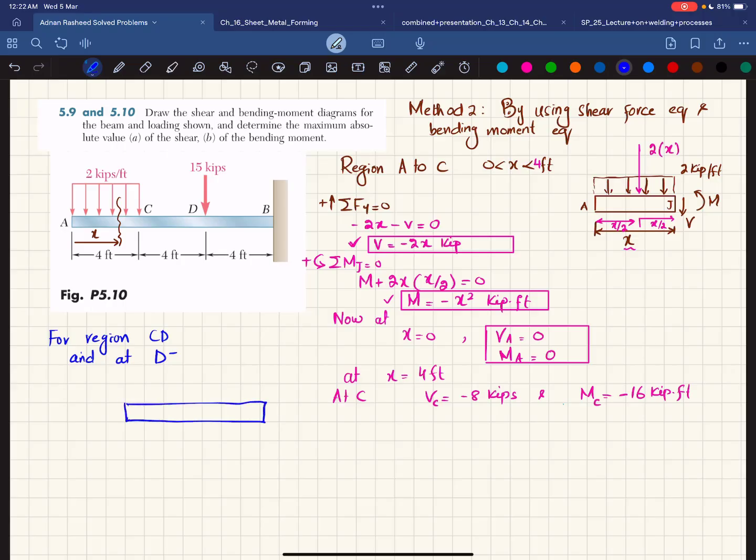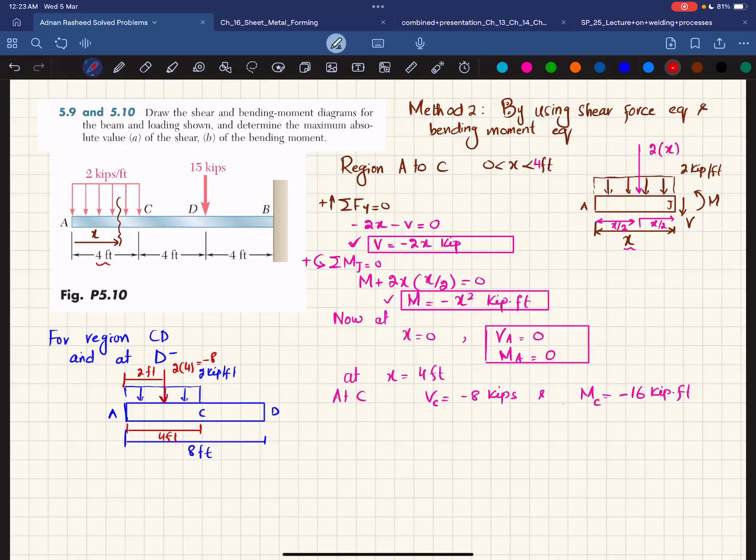This is the beam from A to C. There is a distributed load of 2 kips per feet. Clear? And from C to D, this is C and this is D. So the total distance is 8 feet. Clear? 8 feet. So what we will do is convert this distributed load into a point load. It will be 2 multiplied by the length over which it acts, and this length is 4 feet. So it will be 2 into 4, which is 8 here, and that will act at a distance of 2 feet from both sides. So this will be 2 feet, and the remaining will also be 2 feet.